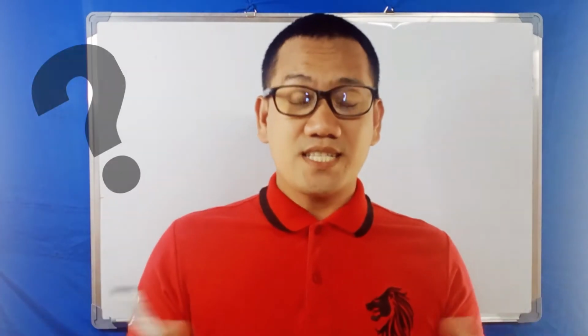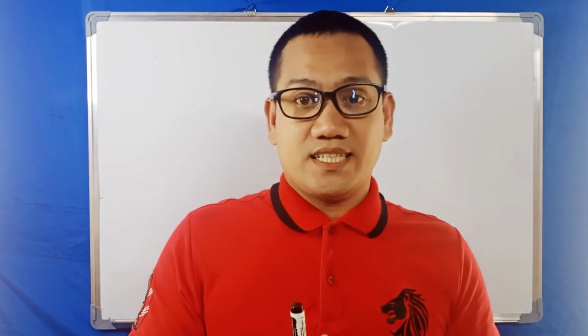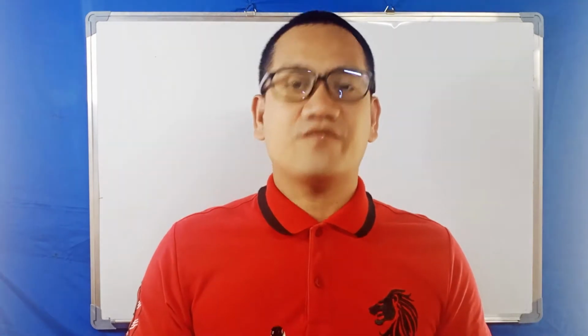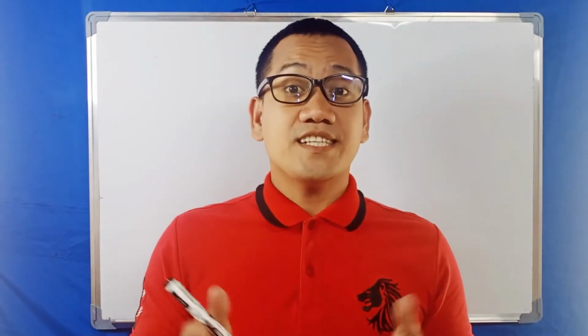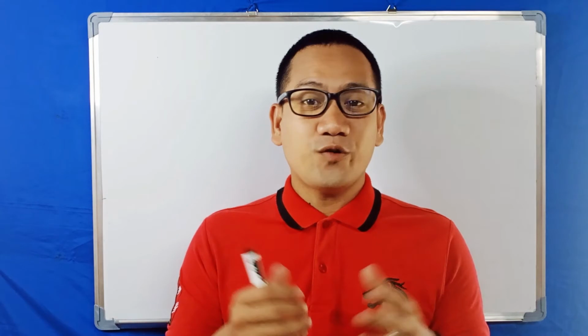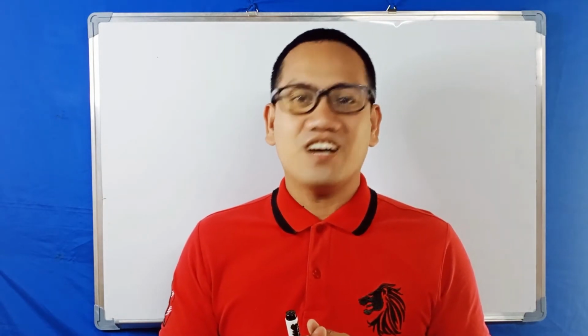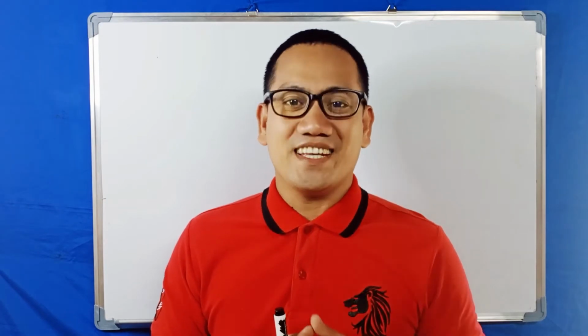The question is, how will we determine the vertex of our quadratic function without transforming it into vertex form or standard form? The idea of using a formula would be very essential for today's discussion. So join me as we derive the formula for finding the coordinates of the vertex of a quadratic function, h and k. Let's do this.